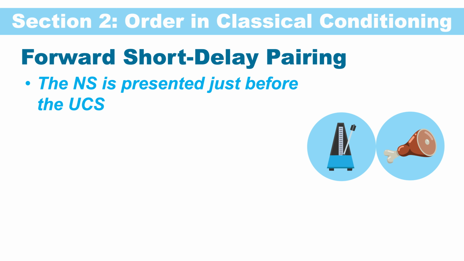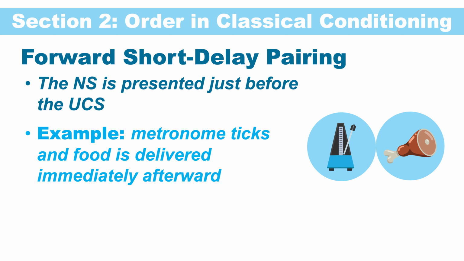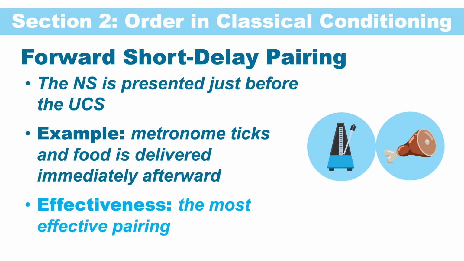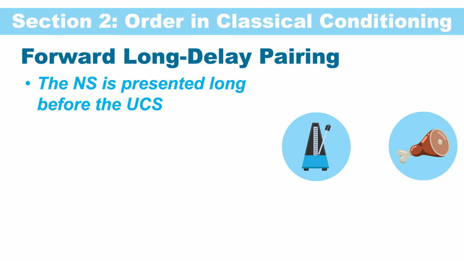Next up is forward short delay pairing. In this pairing, the NS is presented just before the UCS, with only a short delay between the two. In Pavlov's experiment, this was when the metronome started ticking just before the food was presented. This method is the most effective method to pair stimulus and response because the NS becomes a reliable predictor of the UCS.